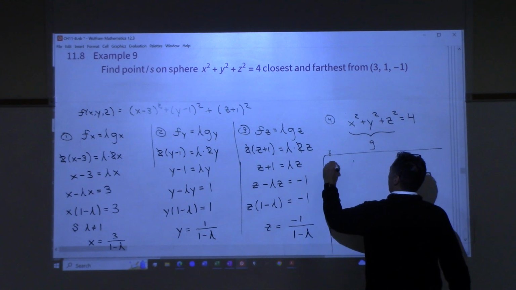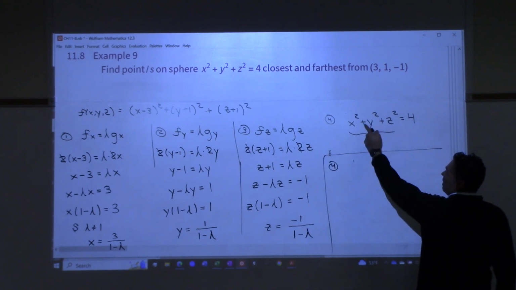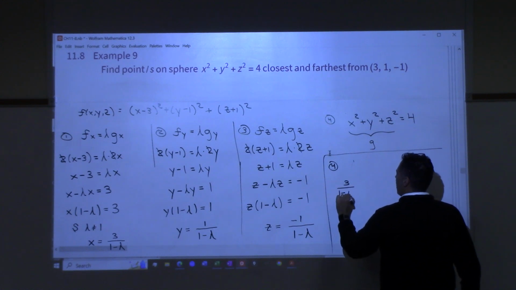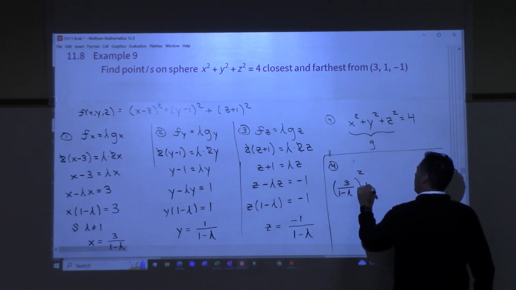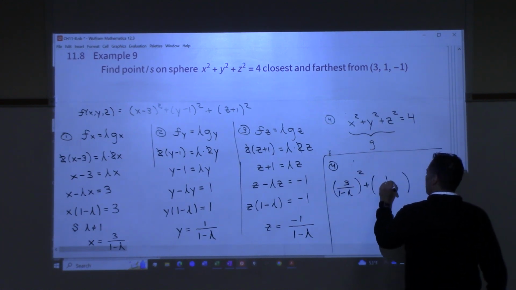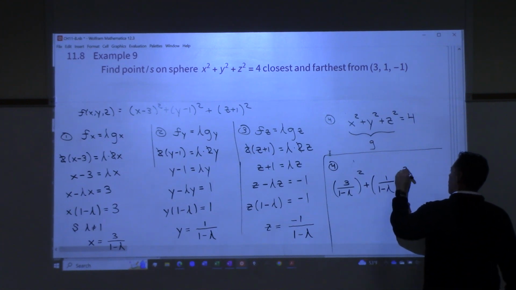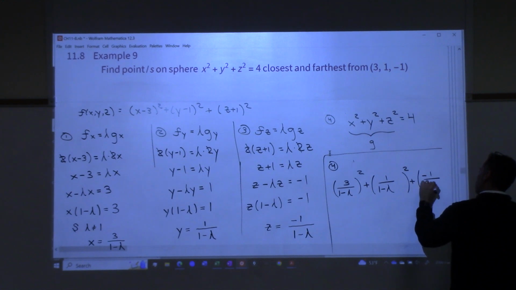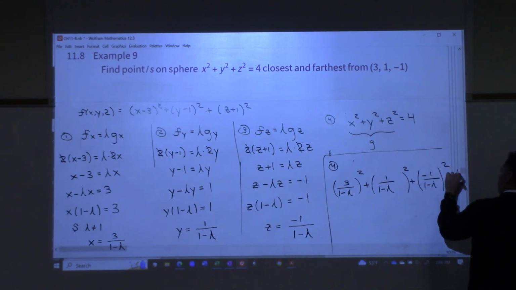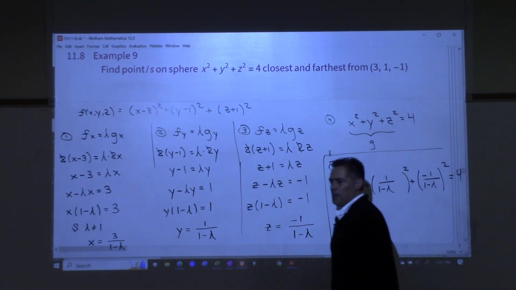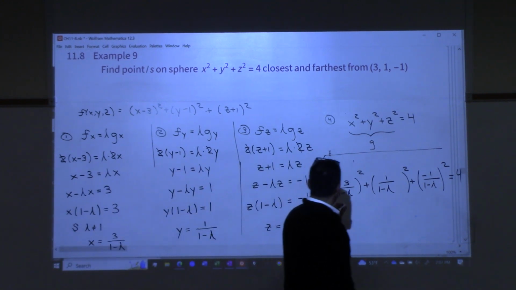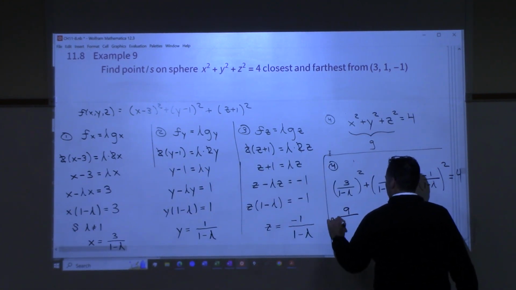Okay, equation 4. So here we go. I'm rewriting equation 4. I'm replacing x with 3 over 1 minus lambda, squared, plus replacing y with 1 over 1 minus lambda, square that, plus replacing z with negative 1 over 1 minus lambda, squared. That must be 4. We square each one of those. So when you square this, you get 9. Square the top, square the bottom, 1 minus lambda. I'm not going to square it.